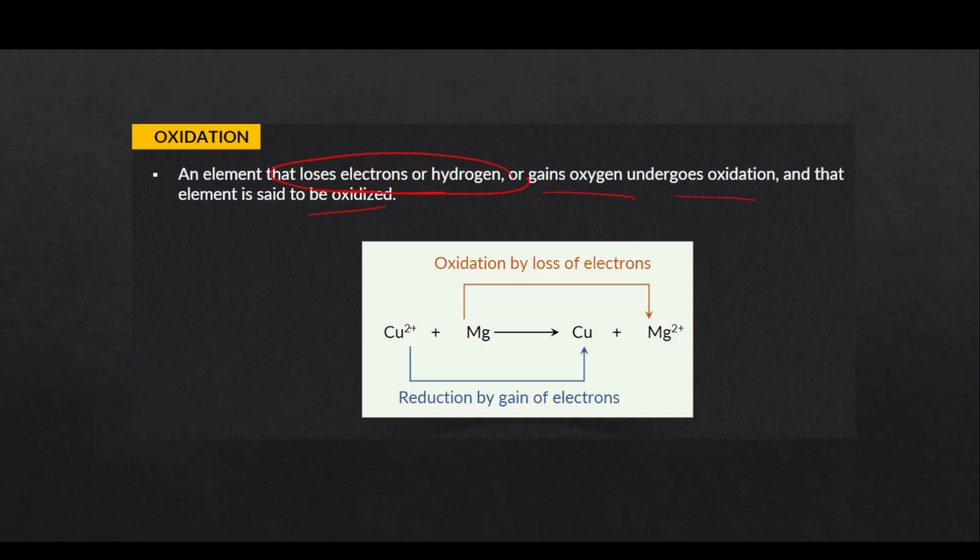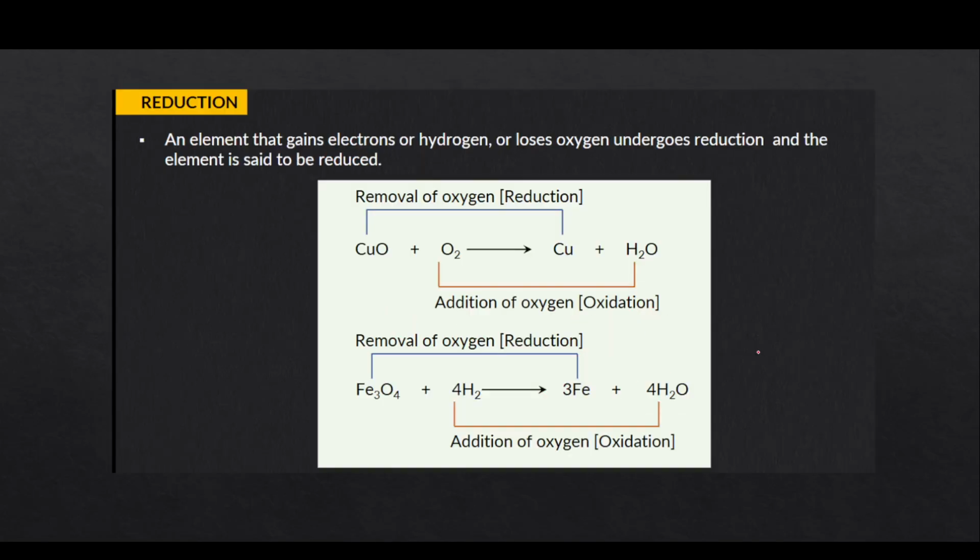be oxidized. Like here, if you see magnesium has lost electrons. So after losing them, here you can see 2 plus, right? 2 plus means what? Because it has lost electrons, it will have a positive charge because it has lost negative charge. And then copper, it has 2 positive charge, and now it became copper. It is reduction because gaining of electrons is called reduction. So gaining of electrons or hydrogen and losing oxygen is called reduction.